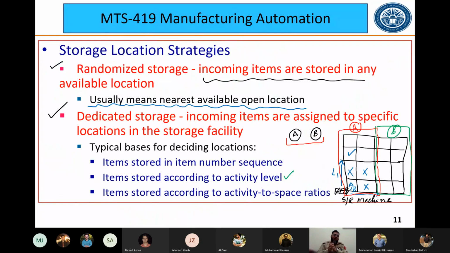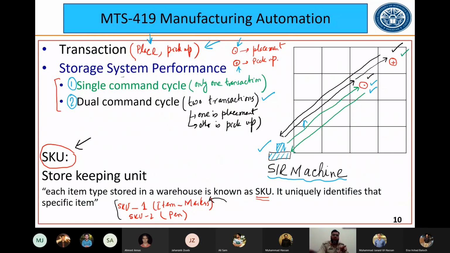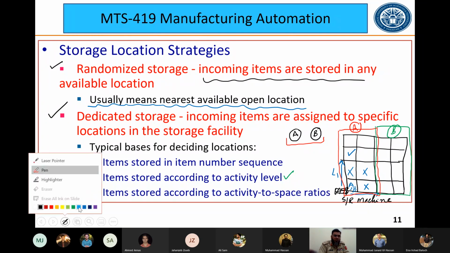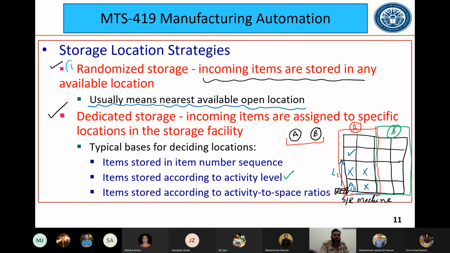We have talked about the storage performance in terms of transactions. We understood that we have to do transactions. Now how these transactions are to be done will depend upon the storage location strategy. There are two types of storage location strategies. Number one is called random storage and the second one is called dedicated storage.